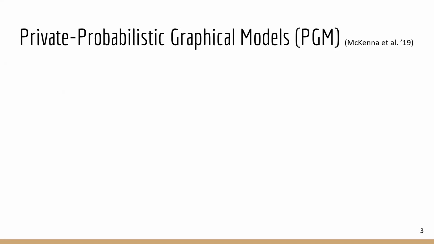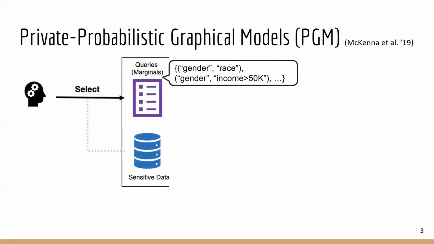So one of the very classical models to generate synthetic data is what we call the select, measure, and generate paradigm. And the private probabilistic graphical model is one of the schemes that fall into this paradigm. In this paradigm, the first step is to select a list of queries or marginals, where each marginal contains a subset of attributes. For example, it can be the subset of gender and race, or gender and income greater than 50K.